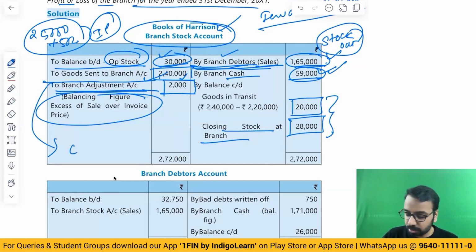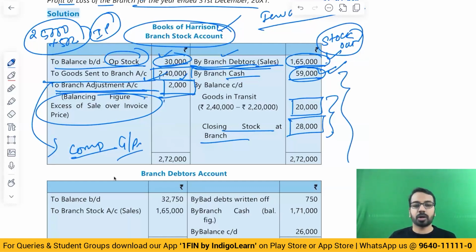This is where you will capture or compute the gross profit after adjustment of reserves. Okay, so this is transferred. This part is done as far as the stock account is concerned.